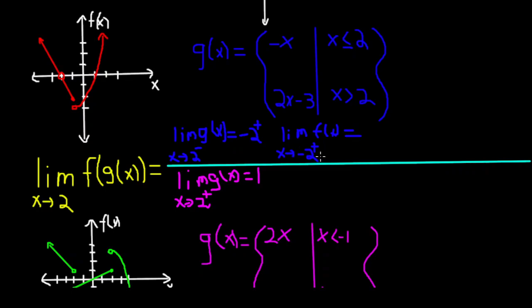Alright, so now how we evaluate this is x is approaching negative 2, that's this area right here, from the right, so over here. So that means f of x is approaching 0. Okay, we're good.